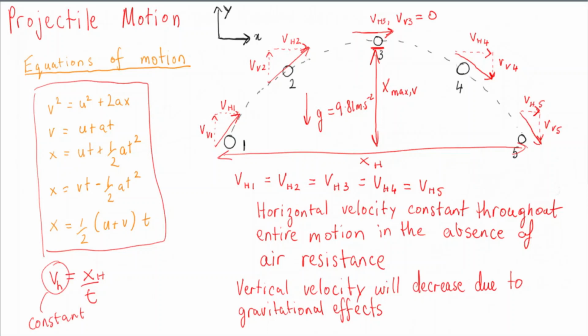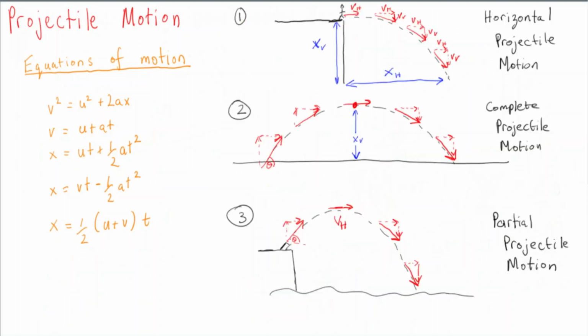Now what you'll find is that there are typically 3 types of projectile motion problems which you'll come across, and I've drawn these on the next page. The first of which is horizontal projectile motion. So let's look at that a bit more carefully.